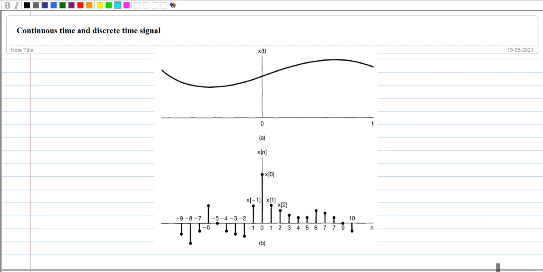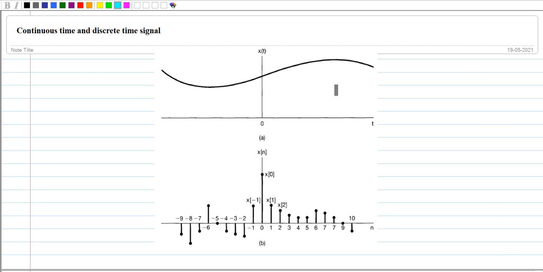So in today's class we will discuss continuous time and discrete time signal and periodic and aperiodic signal. Later on we will discuss deterministic and random signal. Let me start with continuous time and discrete time signal.